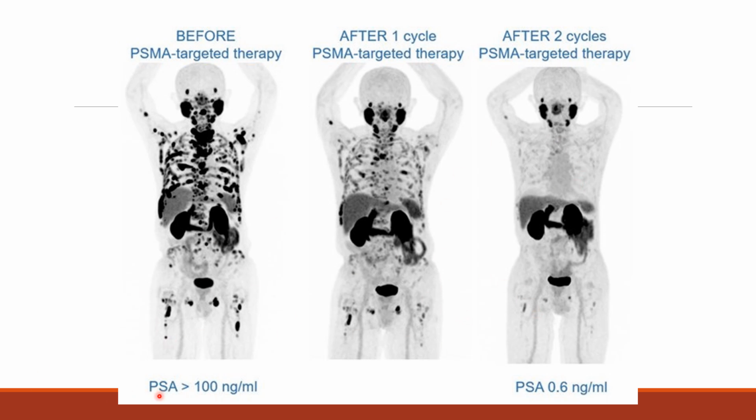And look at their PSA values in their blood work. The PSA went from being over 100 down to 0.6 after just 2 cycles of therapy. So this one works really, really well when it works. It doesn't always work on everybody. Sometimes there's too much heterogeneity or it's not taking up the PSMA anymore. And that's when it gets to the point that Pluvicto will no longer work either. And that's usually like no treatment options for them at that point.